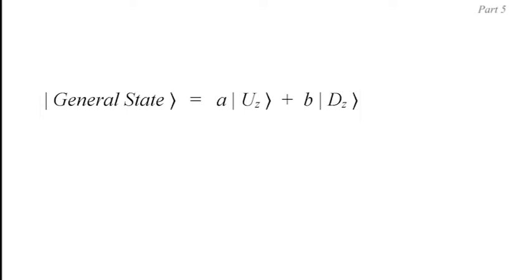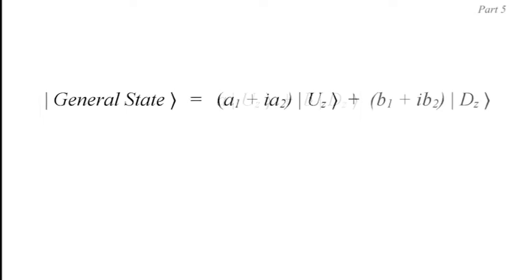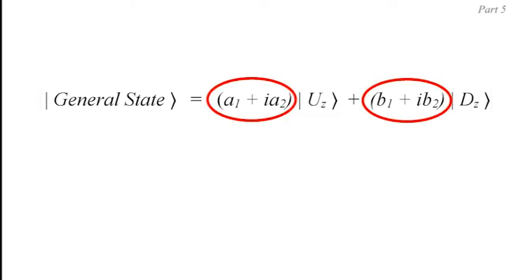To make it look more general, we could write it like this: a1 plus i a2 times the up state and b1 plus i b2 times the down state, where a1 and b1 are the real parts of the coefficients and a2 and b2 are the imaginary parts. And these A's and B's can take any values as long as the state is normalized. In other words, as long as the sum of the squares of the coefficients add up to 1. Of course, by the square of a complex number, we mean the number times its complex conjugate.